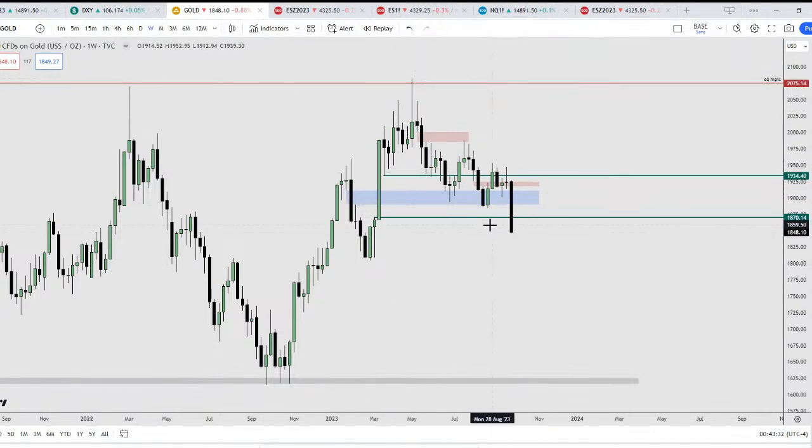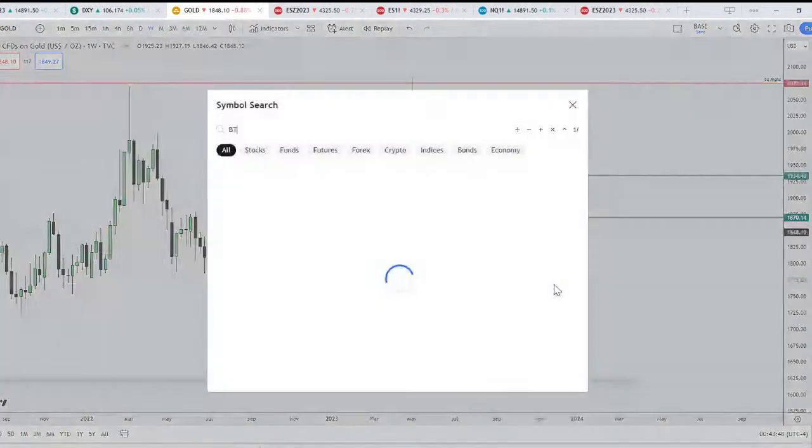So anyways, I'm not trading gold, or I'm not interested in trading gold. I'm just giving what I see, analyzing what I see. Okay, just basically reading the price action. Right, so this is for gold.